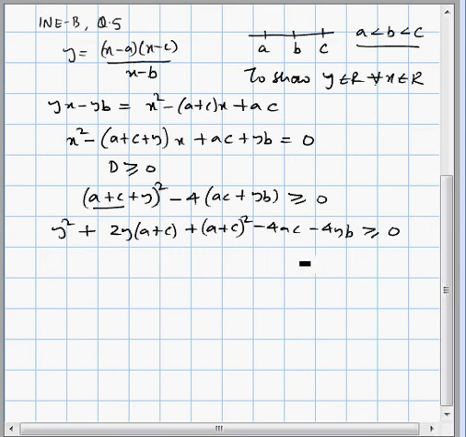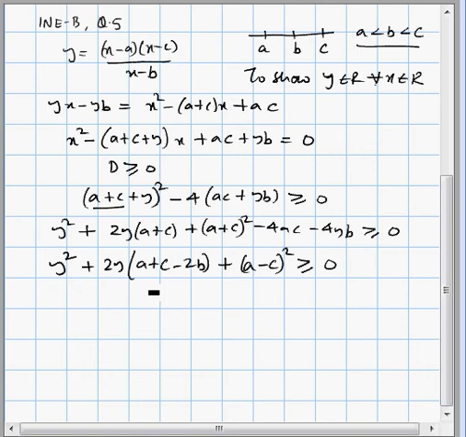Now we have to show this. We can simplify this first. Y square, and we take 2y common, inside we get a plus c, and from the other term, leftover is minus 2b, and (a plus c) whole square minus 4ac. It's like (a plus b) whole square minus 4ab formula. That's (a minus b) whole square. In this case it is (a minus c) whole square, greater than or equal to 0.